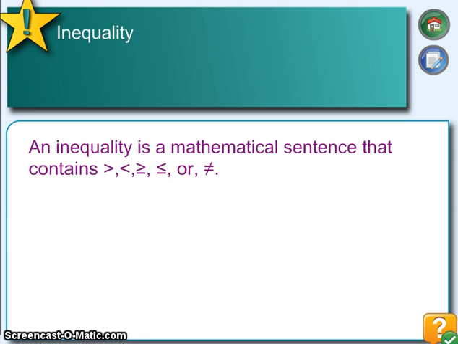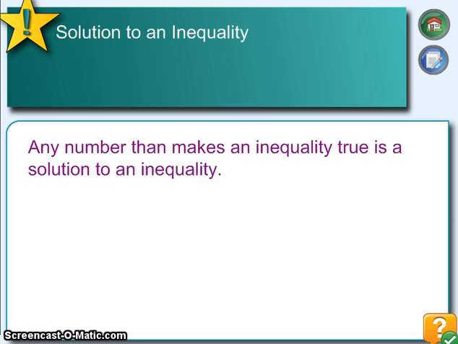An inequality is simply a mathematical sentence that contains greater than, less than, greater than or equal, less than or equal, or not equal to. Any number that makes an inequality true is a solution to the inequality itself. So here's where you're going to see that your answers definitely look a little different because there is more than one option. However, just simply putting one of the options isn't enough. We're going to need to make sure that we acknowledge every possible solution to the problem.